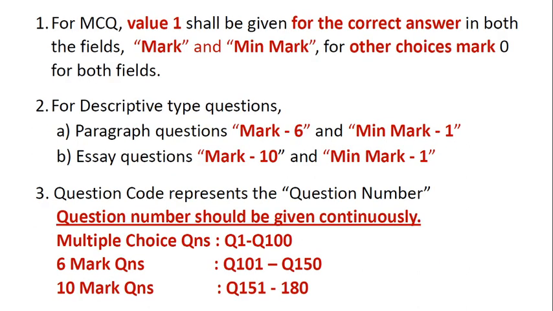In a multiple choice question, the value 1 should be given for the correct answer in the fields mark and minimum mark. For wrong answers, the value must be given as 0 in both columns, mark and minimum mark. For descriptive type questions, there are 2 types. One is paragraph type, another is essay type questions. Here in the columns of mark and minimum mark, 1 should be given for paragraph and essay type questions, while marks should be given as 6 for paragraph questions and 10 for essay type questions.